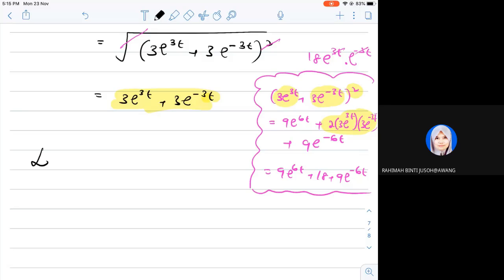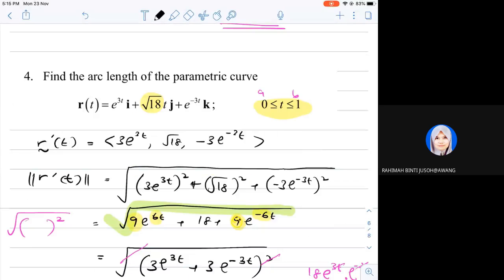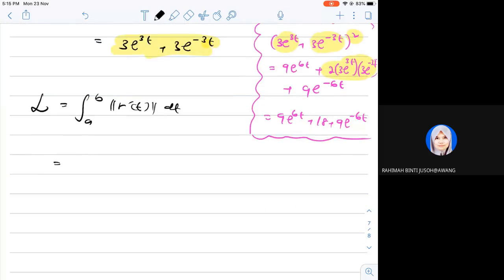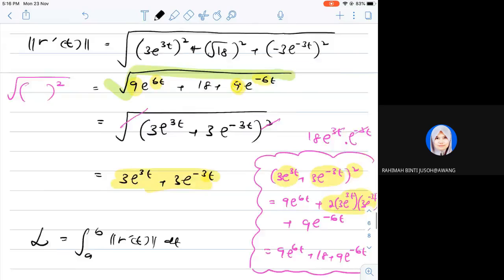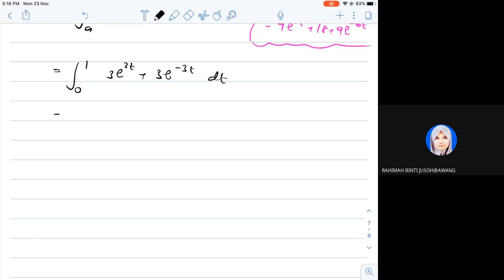Alright, therefore the arc length equals the integral from A to B of the magnitude of r prime t dt. The interval just now is from 0 until 1. So we have the integral from 0 to 1, and the magnitude of r prime t is this one: 3e^(3t) plus 3e^(-3t). Okay, so this is easier. What happened to this 3?